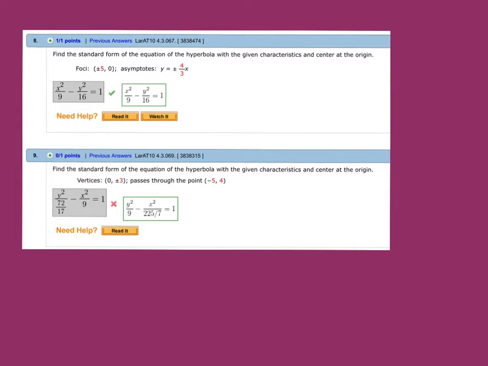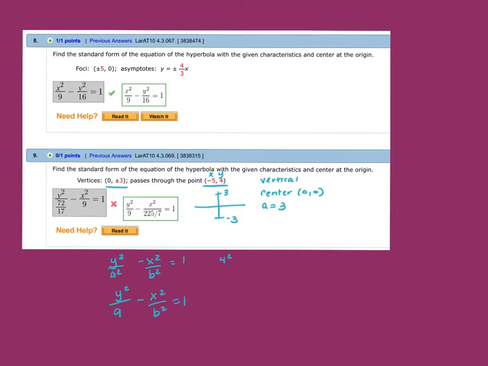Yeah. Okay. All right, so 9 says find the standard form of the equation of the hyperbola with the given characteristics. Vertices at 0, plus and minus 3, and passes through negative 5, 4. So if it's got vertices at 0, plus and minus 3, we know it's vertical. We know the center's at 0, 0. And we know A is 3. So I'd get y squared minus x squared equals 1, and this would be over A squared, and this would be over B squared. So I have y squared over 9 minus x squared over B squared equals 1. Then this is my x and this is my y.